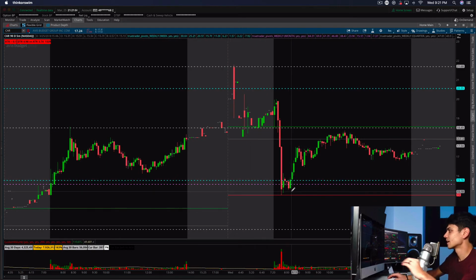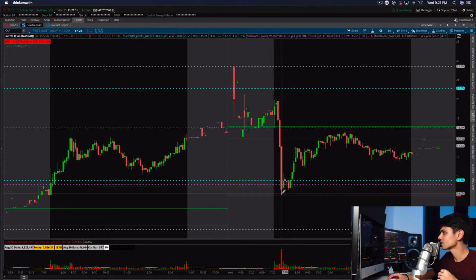But it is also coming into these levels. So it's coming into the weekly pivot, the monthly pivot, and the previous day low. And all three of those together create a pretty strong area for it to reverse and bounce back up.